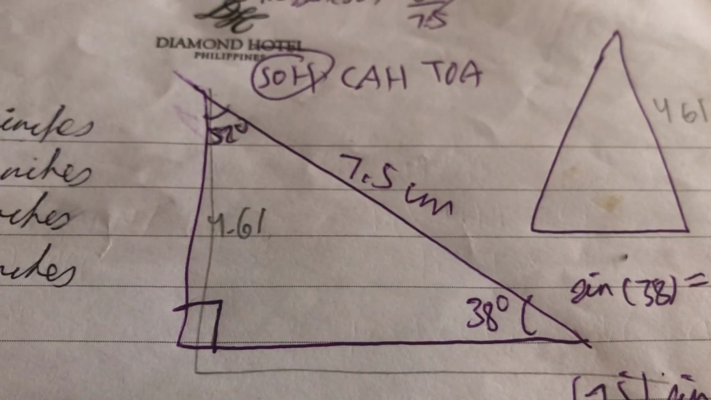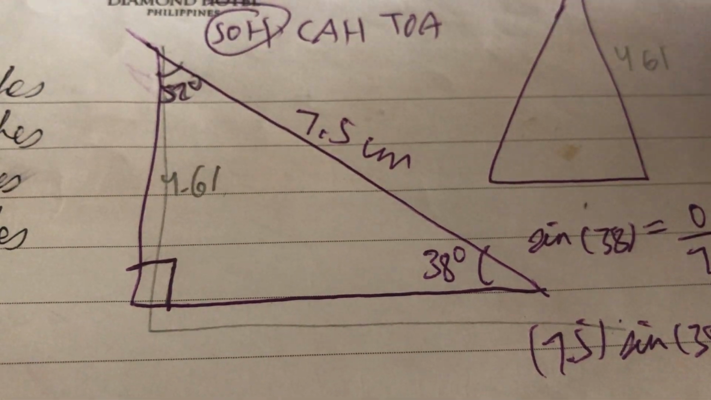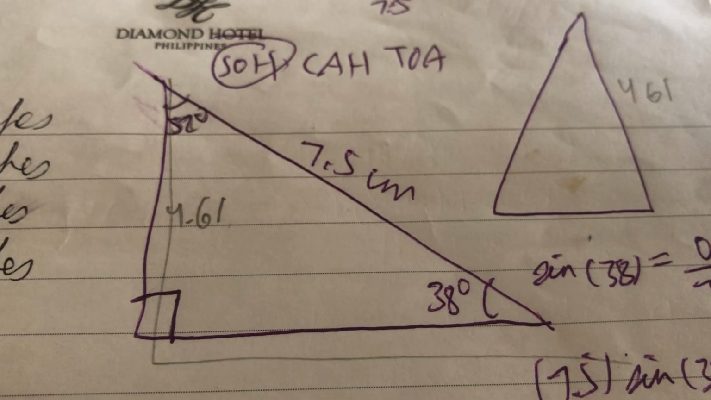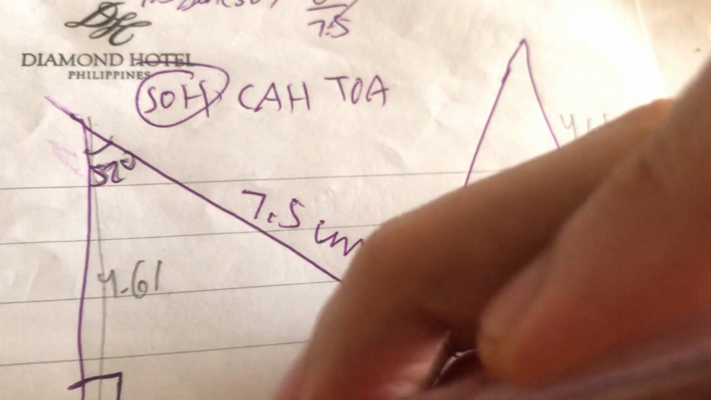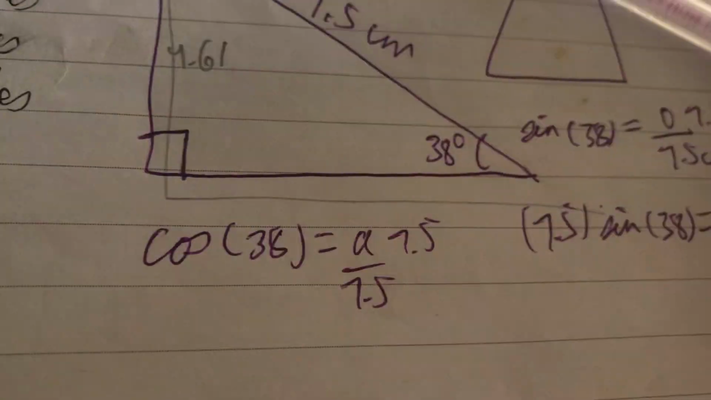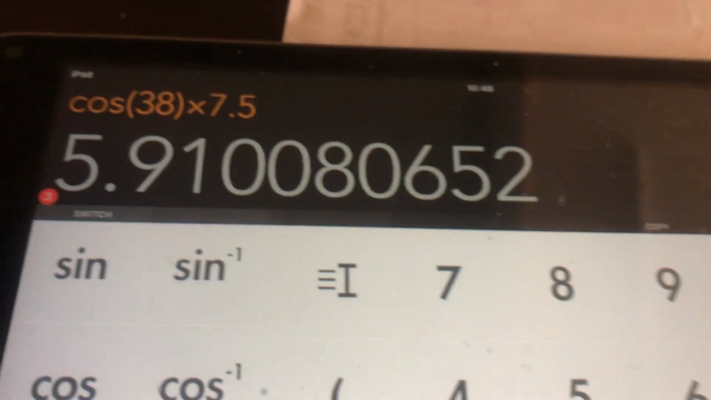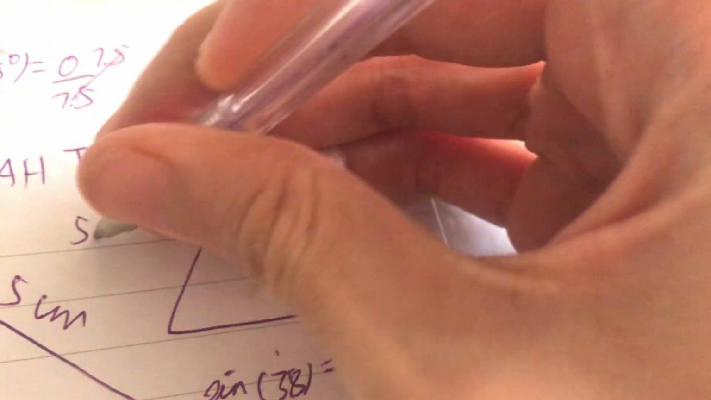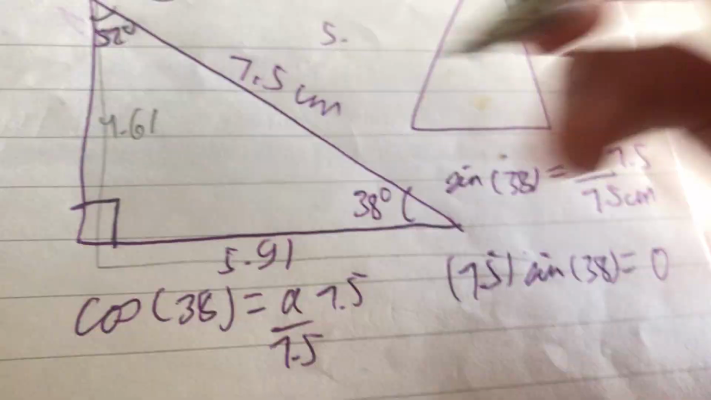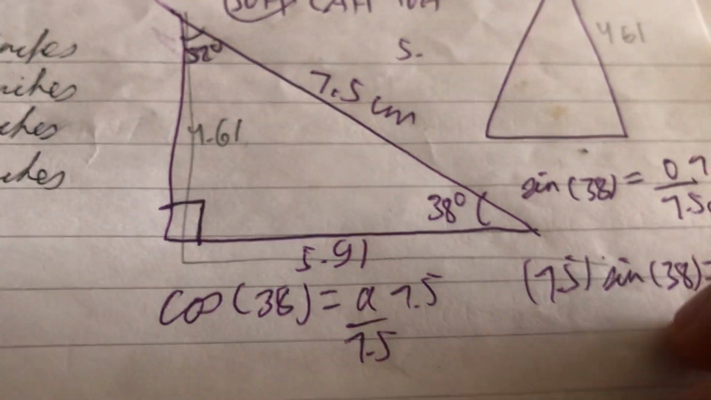Okay? Now we're going to look for the adjacent. There are two solutions. Either we use, what's the function? Hypotenuse over adjacent, or we can do CAH. The cosine of 38 is equivalent to adjacent over hypotenuse. So multiply by 7.5 and then it goes like this. Cosine of 38 times 7.5. You should get 5.91. So keep that answer, 5.91. Or just 5.91, because there's a double 0. So there, 5.91.